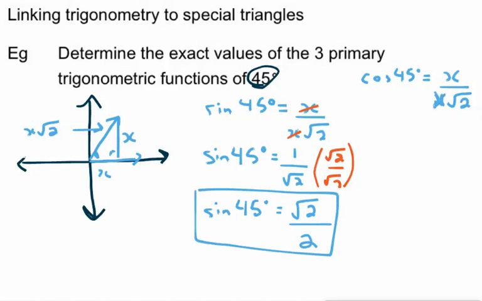Trying to make that x look a little nicer. Leaves us in the same boat we were in with sine of 45. So in the interest of saving a little bit of time, since we've already done the math once, cosine of 45 is root 2 over 2 as well.